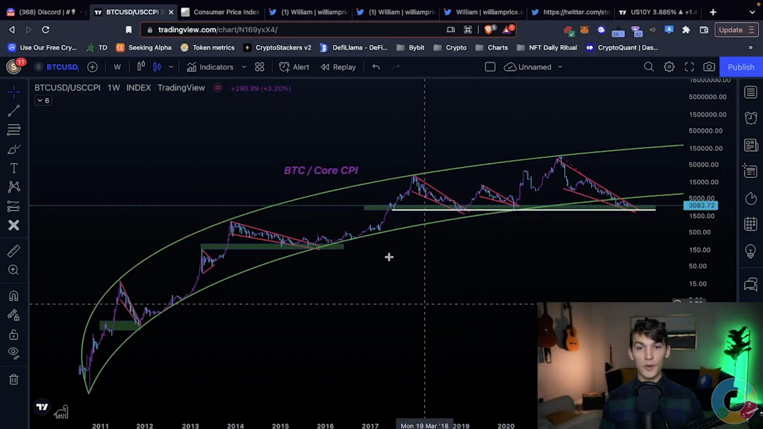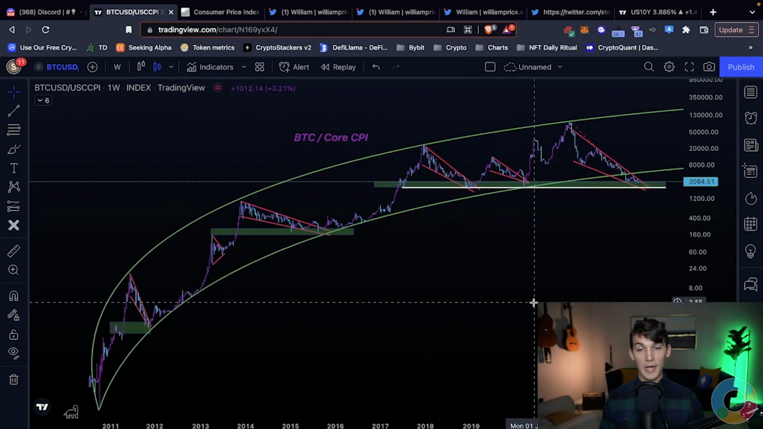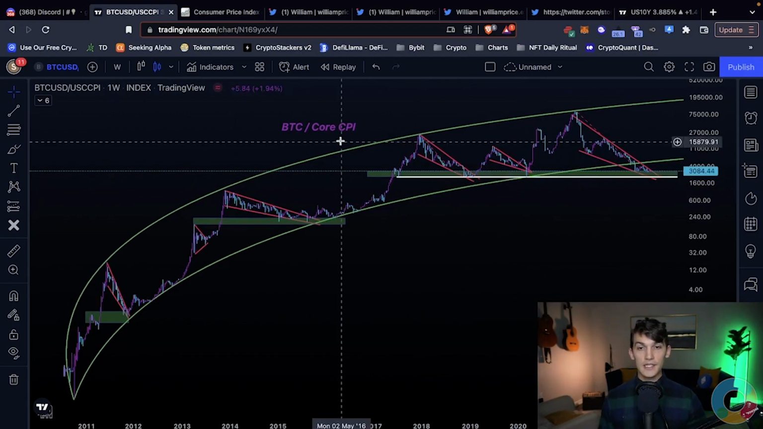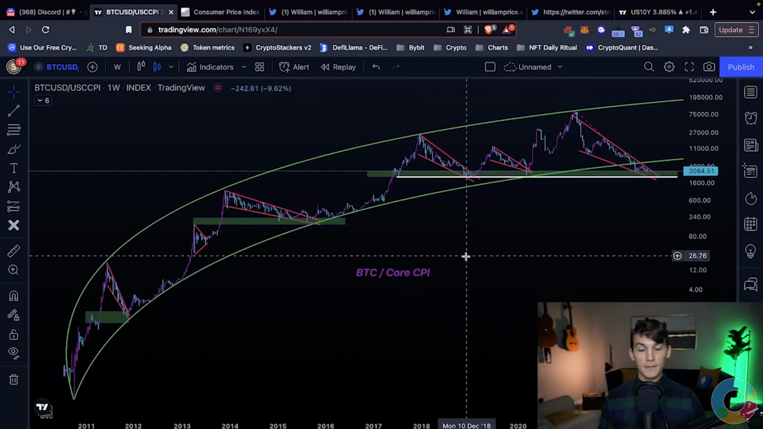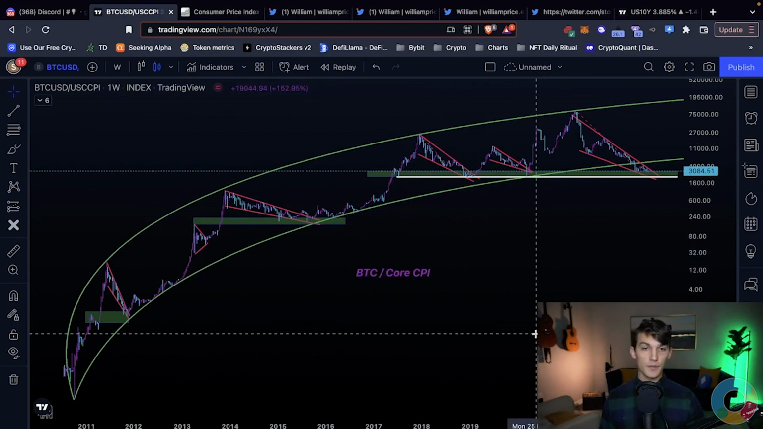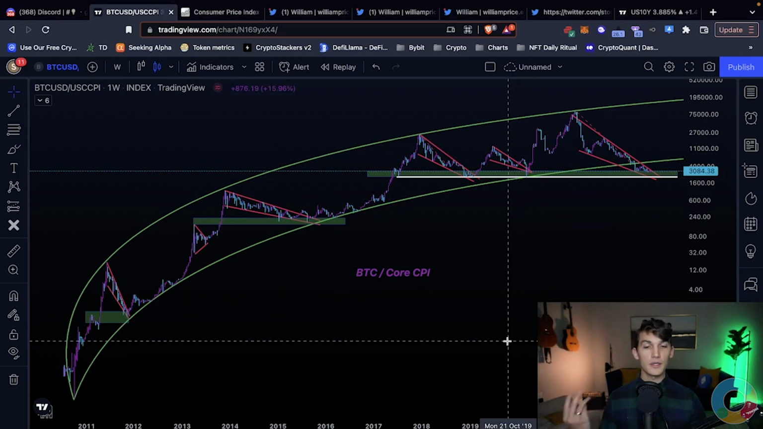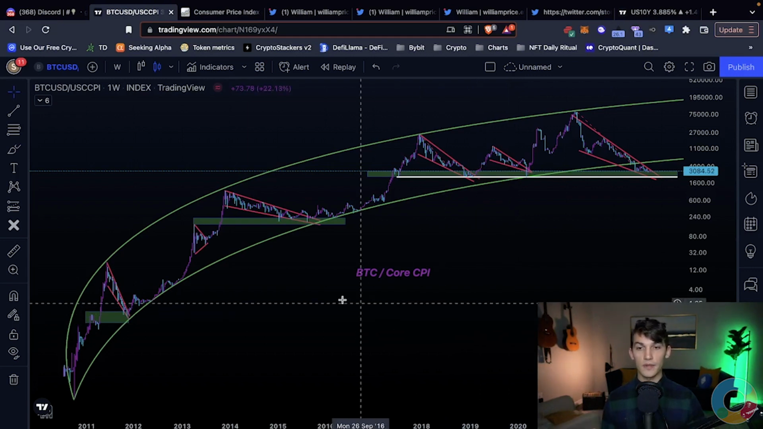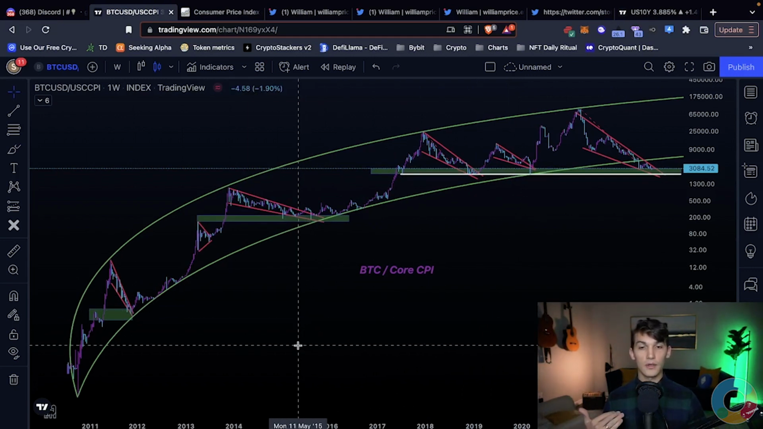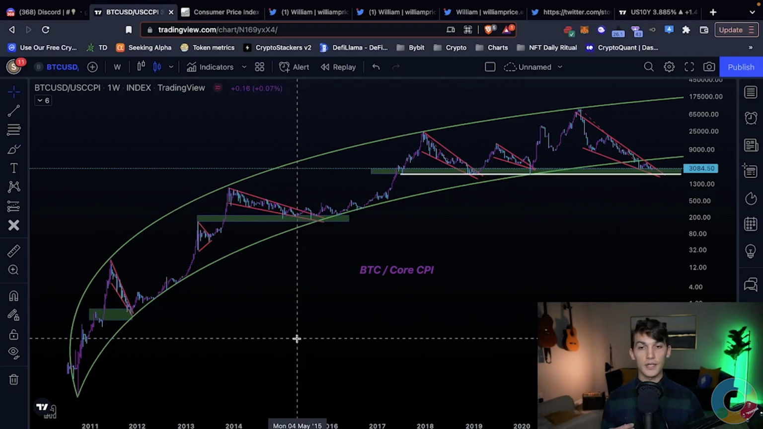Okay, so let's jump right into what you guys came for, this really bullish, in my opinion, Bitcoin chart. This is Bitcoin divided by core CPI. And now you guys are experts on core CPI. You may not know how it's calculated because it's super complicated, but you understand the general concept of core CPI, right? It's a stable measurement of inflation that factors out volatility, human emotion, and external factors.